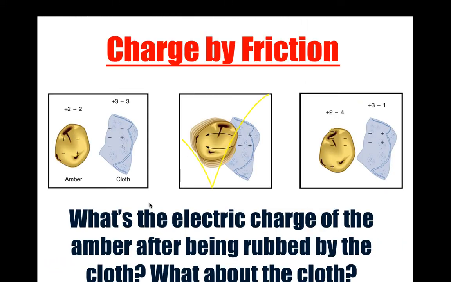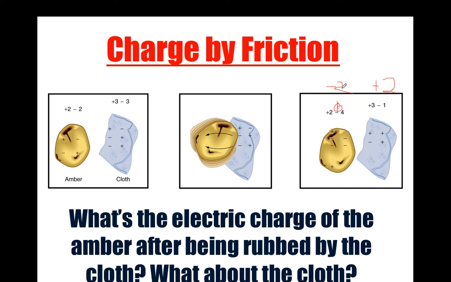So, charge by friction: what is the electric charge of the amber after being rubbed by the cloth? Here we have 2 protons, 2 electrons, 3 protons, 3 electrons. Rub them together. We traded some of those electrons. We kind of ripped 2 off here. So the amber becomes a -2, my bad, because it gained electrons. And this becomes +2.